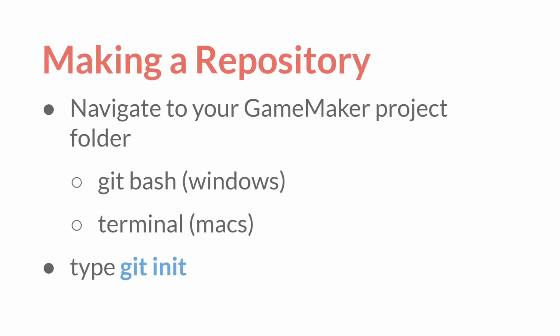All you have to do is navigate to your GameMaker project folder and open Git. In Windows, I'll be using Git Bash here. On Mac, you'll use the terminal to navigate there. And then once you're in the folder, you just type git init. One command, very simple, and your Git repository has been created.